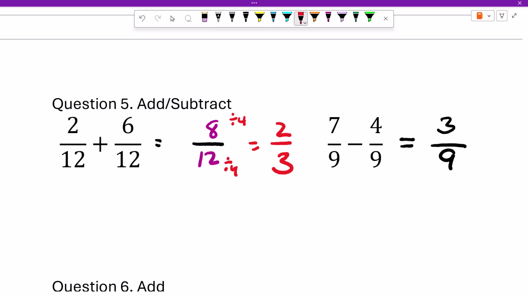Second fraction, is there anything we can do? Maddie? Divide the 3 and 9 by 3. Good. Divide by 3, 1 and 3. 3 fits into 3 once, 3 fits into 9 3 times.